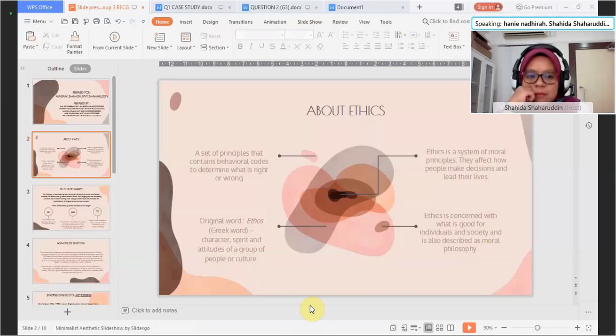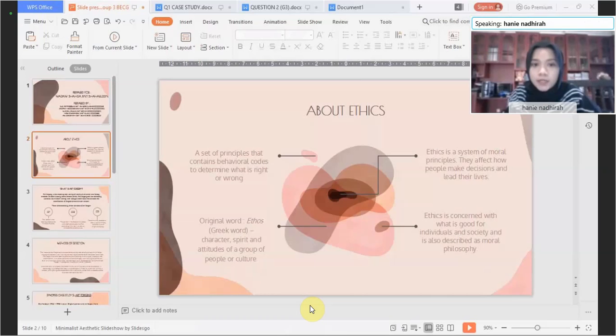Okay, so first of all, it's about ethics. It's a set of principles that contains behavior codes to determine what is right or wrong. The original word is ethos. It is a Greek word, which means character, spirit, and attitudes of a group of people or culture. And the next is ethics is a system of moral principles. They affect how people make decisions and live their lives. So the last is ethics is concerned with what is good for individuals and society, and is also described as moral philosophy.